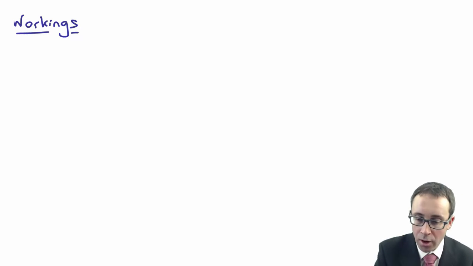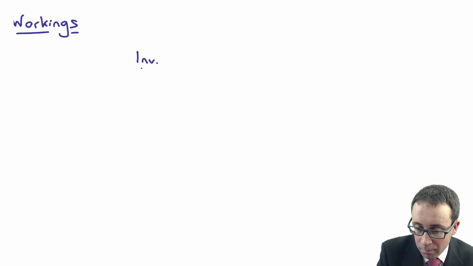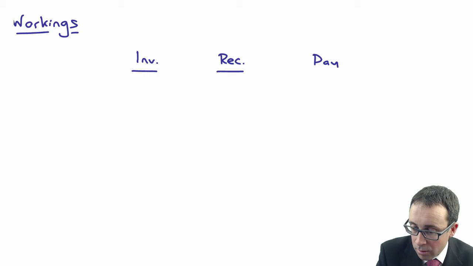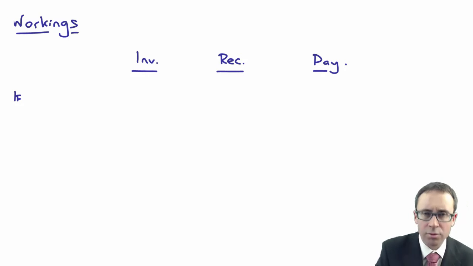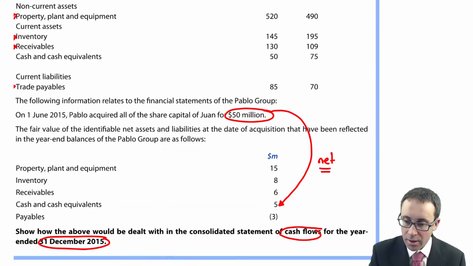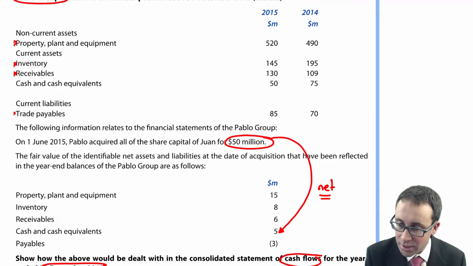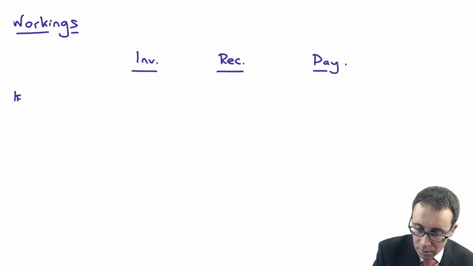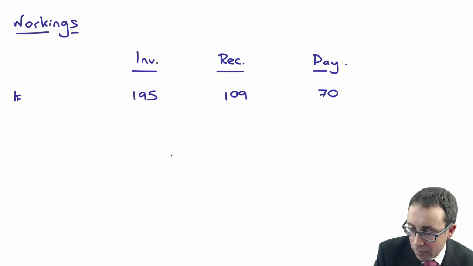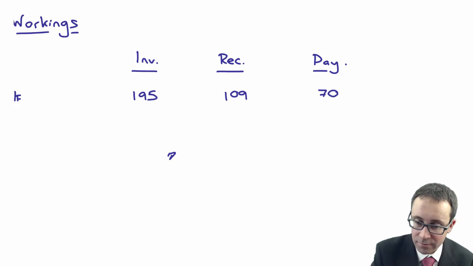So if I'm going through and looking at my workings, leave the first column blank, and then the next 3 you have inventory, receivables, and payables. So we start off with our opening figures, don't we? The opening figures are there. Just make sure we get them the right way round. Yep, 2014 there. So is it 195, 109, and 70? So 195, 109, and 70.